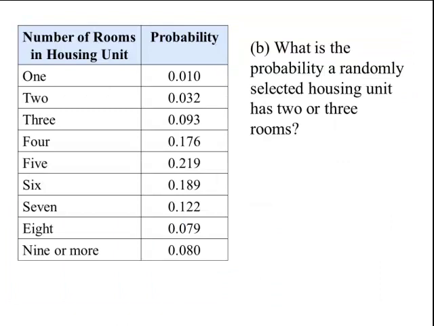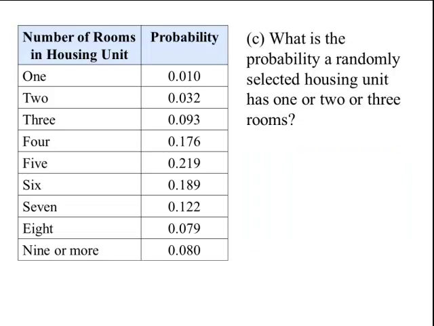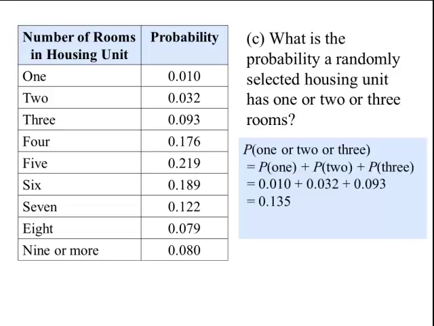B, what's the probability that a randomly selected house has 2 or 3 rooms? Well, these events are mutually exclusive. They are disjoint, so we simply add the probability of 2 plus the probability of 3, and we get the probability of 0.125. C, what's the probability that a randomly selected housing unit has 1, 2, or 3 rooms? Again, these are all disjoint, so we simply add up their probabilities, and we see it's 0.135.